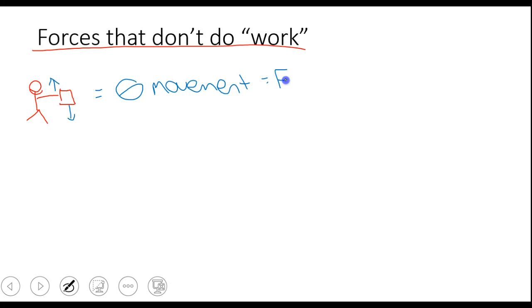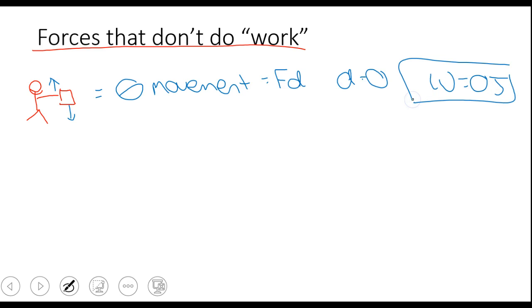And so if work is force times distance, and your distance equals 0, then your work is also equal to 0. Is it tough to do this for 6 hours? Yeah, you betcha. But if the book doesn't move, no work is done.